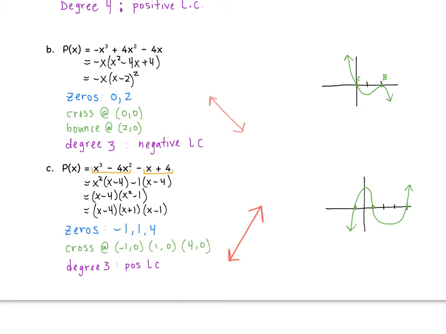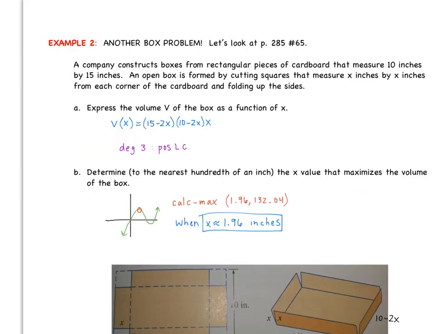And you can see, if I start far left and down, I cross at the point (negative 1, 0). At some point I have to come back down and cross at (1, 0). And then again I have to come back up and cross at (4, 0), ending up pointing up.